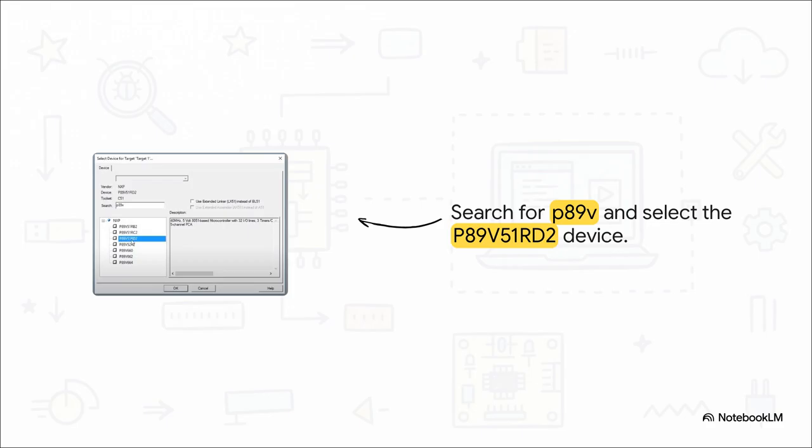This filters the massive list so you can easily find and click on the P89V51RD2 device, which is listed under the NXP vendor. Selecting this specific piece of hardware is literally mandatory for success in this lab. Once you've got it selected, click OK. Oh, and if it asks to copy the startup.a51 file, go ahead and confidently select Yes.